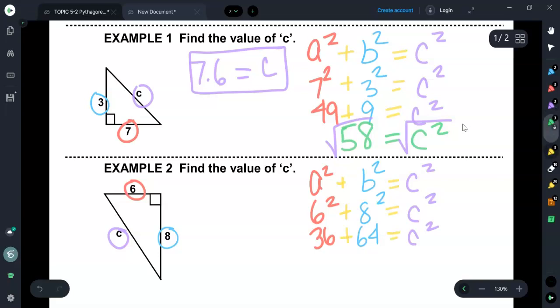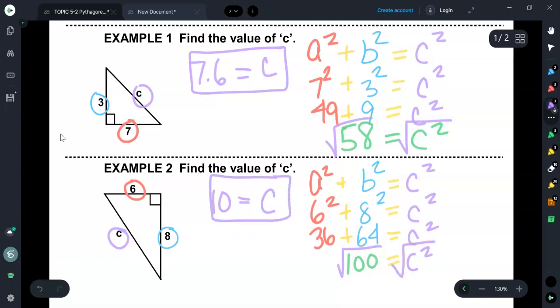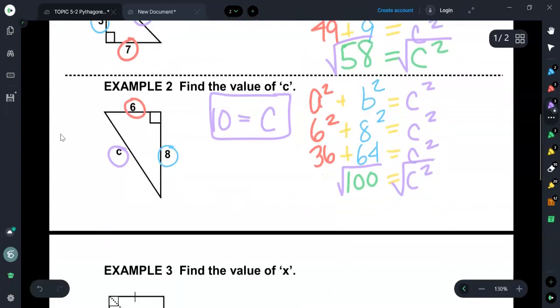So now I'm going to add these guys together. 36 plus 64 is 100 equals c squared. But again, I don't want c squared. I just want c. So to undo c squared, I've got to take the square root of both sides. And so that's c. And the square root of 100 is 10. So that is your answer. So this gives you a good idea of how you can solve to find the missing pieces, okay?